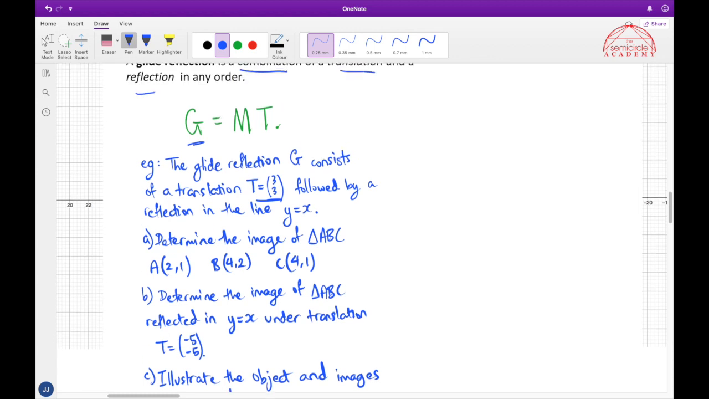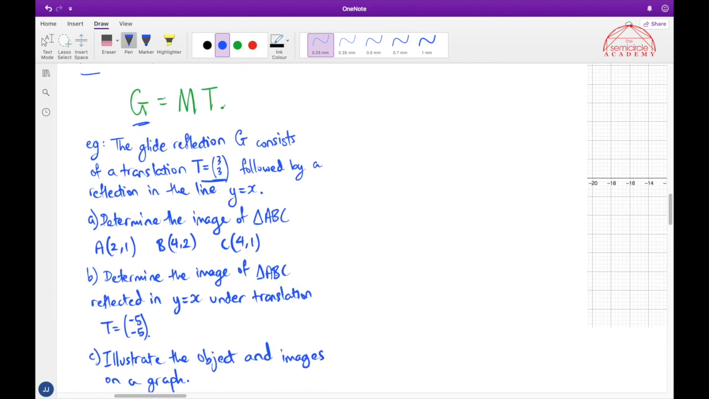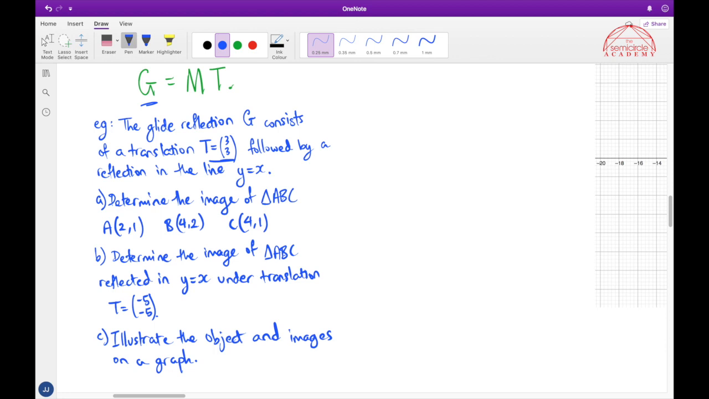Now, one thing to remember about this combination is that you don't have to do the translation first. You could do the reflection first and then the translation, and you will actually get the same answer. But since the question says that it consists of the translation first, followed by a reflection in the line y is equal to x, then what we will do is do the translation first.